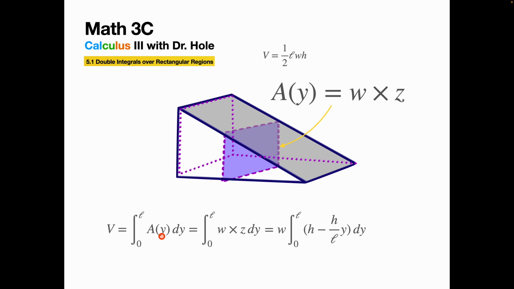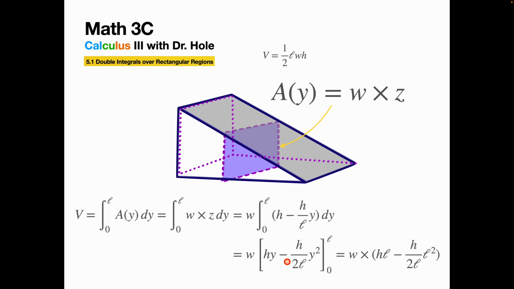Plug in the formula for the area, W times z. z is a function of y. W is a constant, bring W to the front. Then you have the integral of the form of z. This is a simple integrand, constant, and then linear in y. Perform the integration, plug in the bounds, you only have to plug in the top, and then you recover back the volume. Very good, so that's slicing.